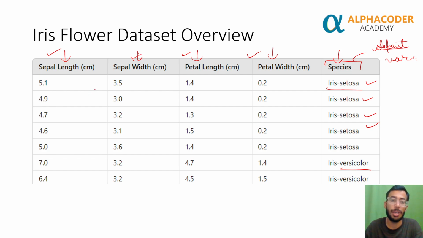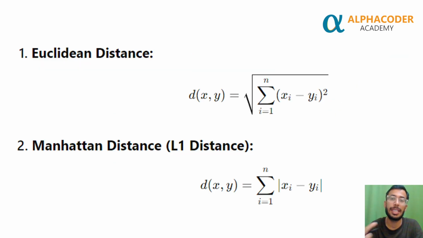Now what we will do is, this is what the data set looks like. Okay, first thing, second thing, how do we calculate the nearest neighbors? Okay, what is the distance? How do we calculate the distance between two data points? There are different methods of calculation of distance between two data points in the Cartesian plane.